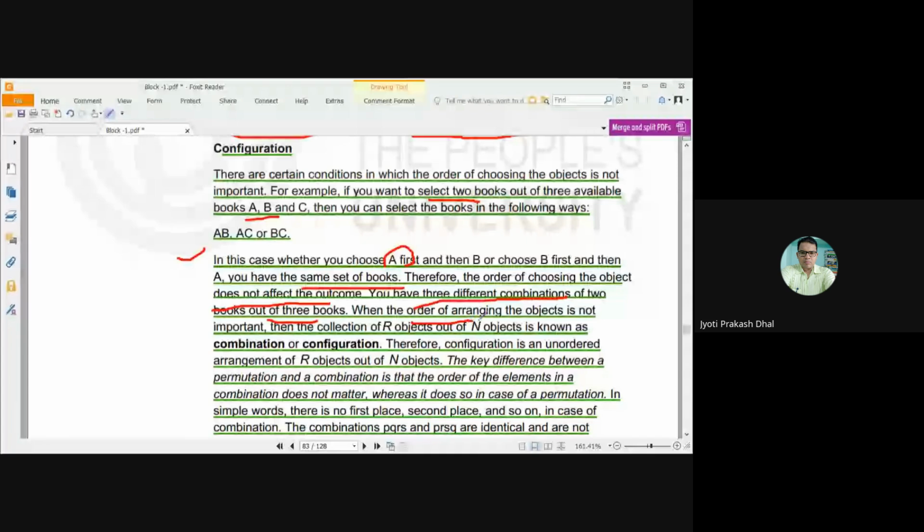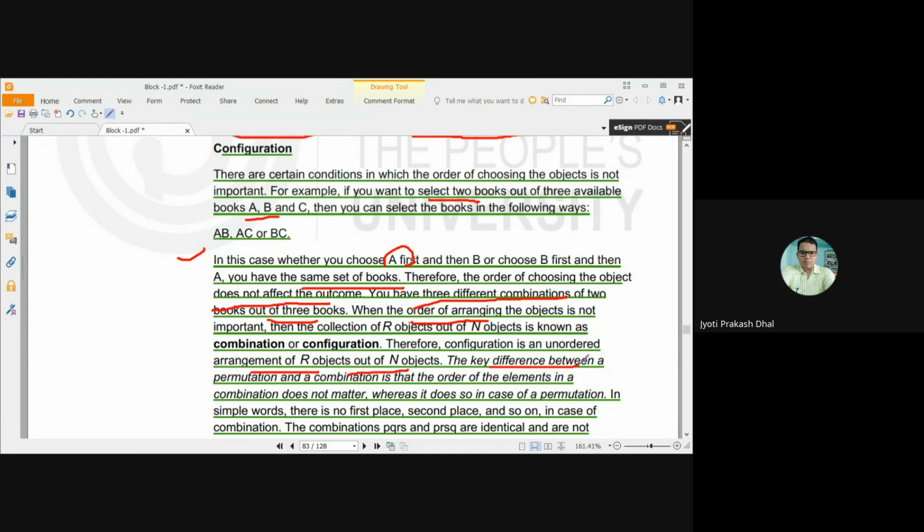When the order of arranging the objects is not important, then the collection of R objects out of the N objects is known as a combination or configuration. Therefore, configuration is an unordered arrangement of R objects out of the N objects. So it is an unordered arrangement.